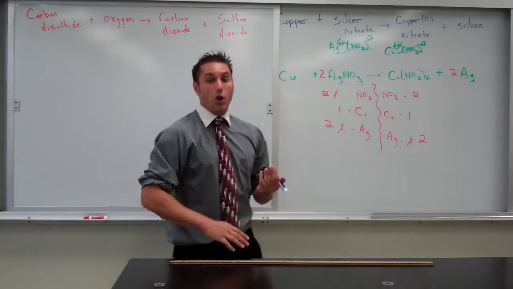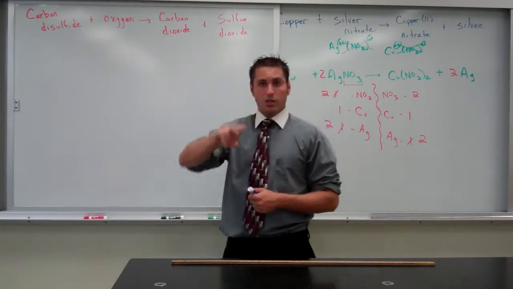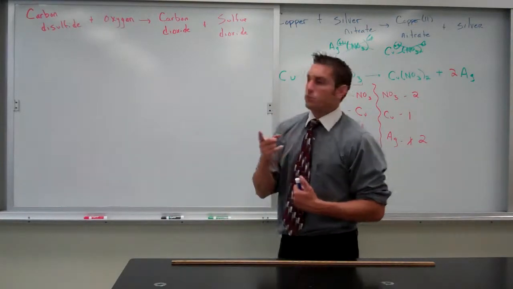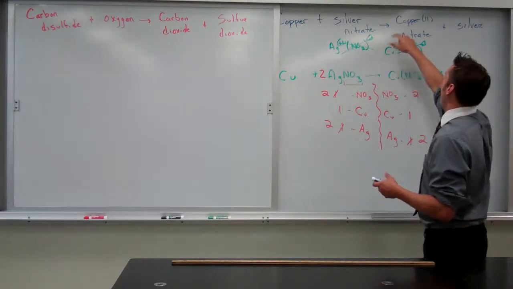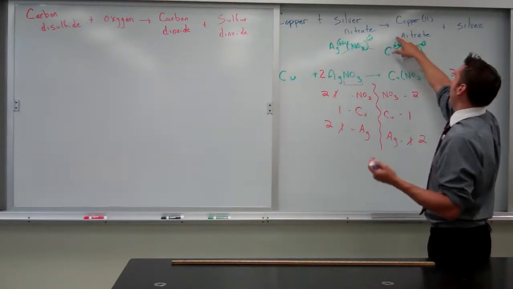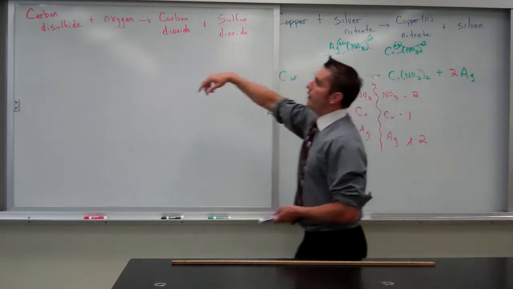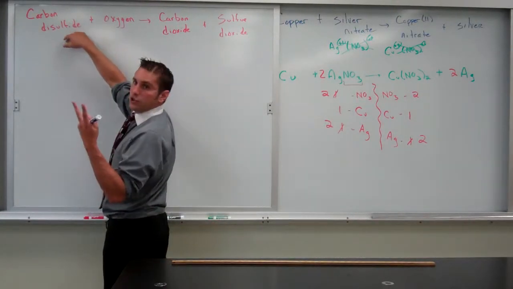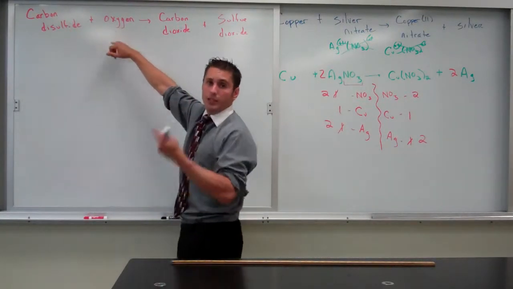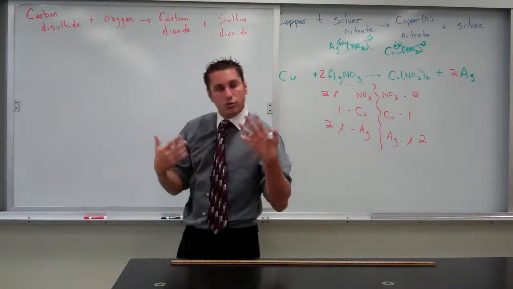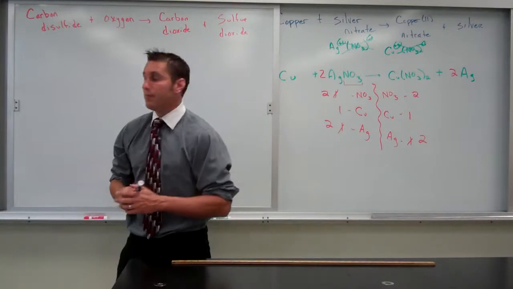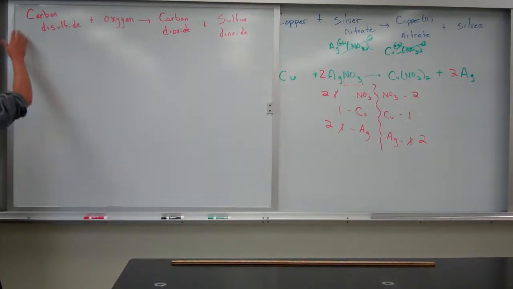For the most part, compounds have 2 words and elements only have 1, right? Copper was an element, 1 word, silver nitrate, 2, compound. Copper 2 nitrate, compound, 2 words, silver 1. Here, carbon disulfide, 2 words, compound, oxygen 1, element. Carbon dioxide, 2 words, compound, sulfur dioxide, 2 words, compound. It's that simple. So, carbon disulfide is a compound.